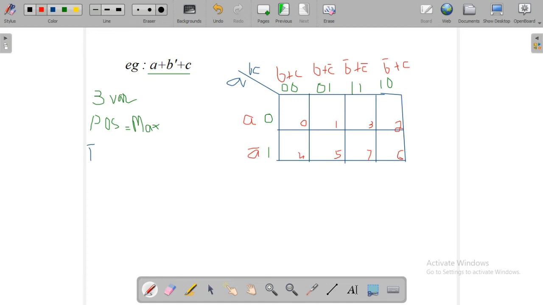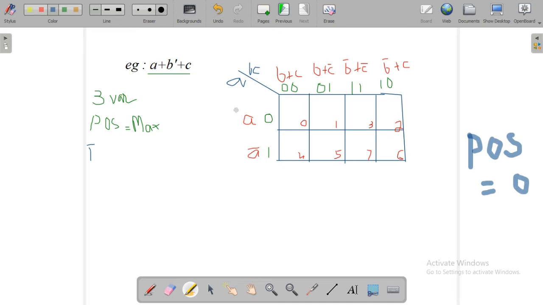Next we have to fill the values. In the previous section we also discussed that POS means we have to fill that particular max term with which value? POS means we have to fill the value of a particular max term with ones, or zeros? With zeros. POS means we have to fill the values with 0.